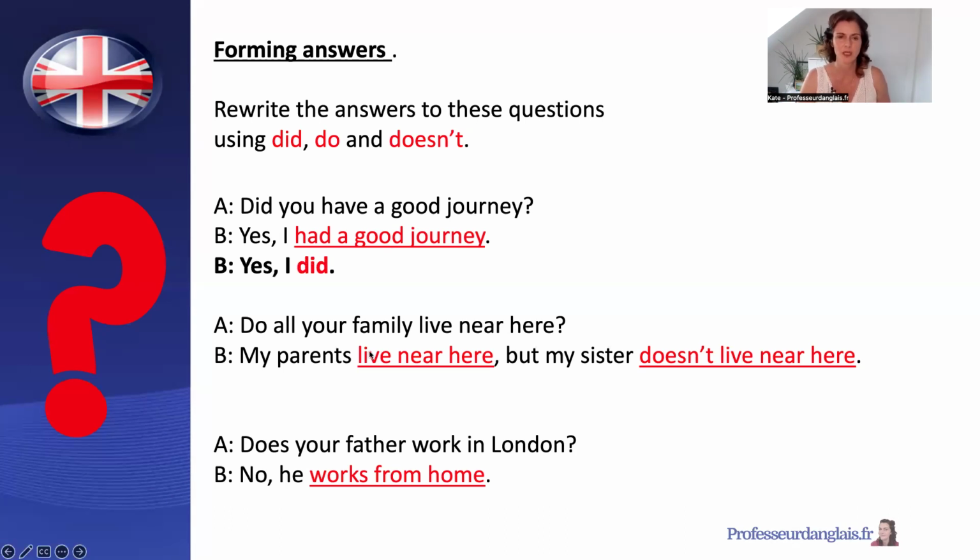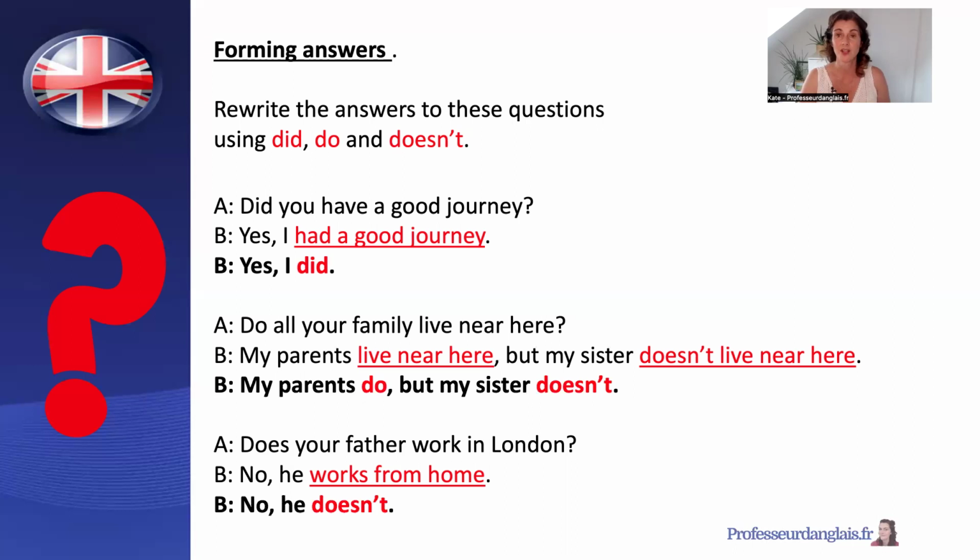Brilliant, next one. Do all your family live near here? The long formal answer, my parents live near here, but my sister doesn't live near here. Or you could say, my parents do, but my sister doesn't. And the last one, does your father work in London? The long formal answer, no, he works from home, or we could simply say, no, he doesn't.